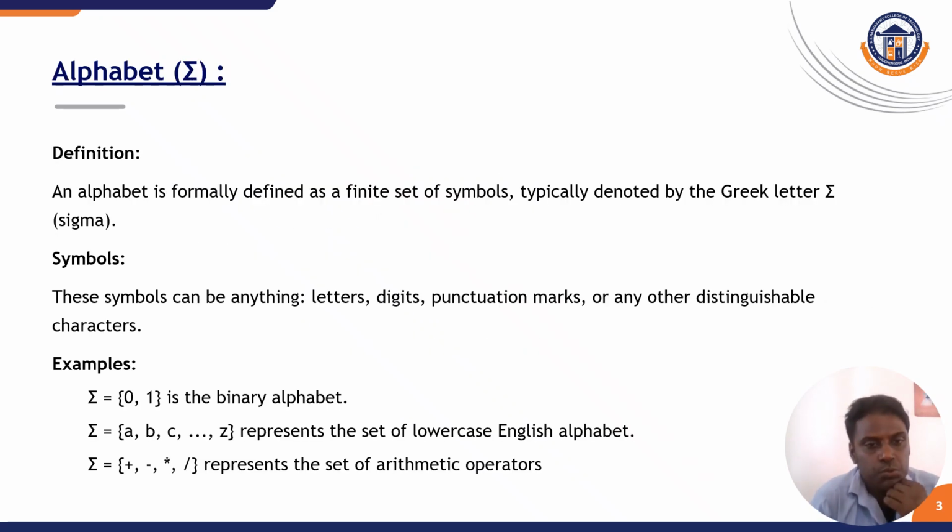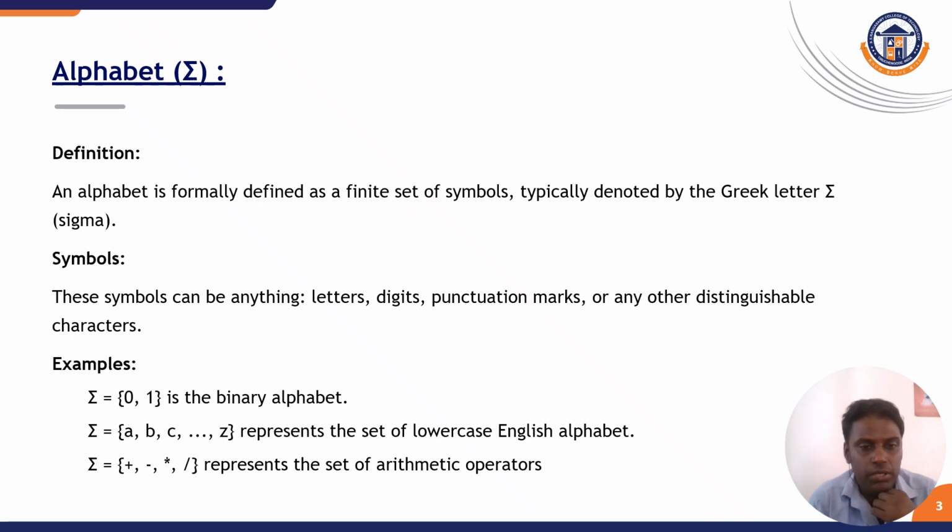First one, alphabets. An alphabet is formally defined as a finite set of symbols, typically denoted by the Greek letter sigma. The symbol we use to represent the alphabet in finite automata theory is sigma. It has a finite set of symbols. That means an alphabet is not infinite; it must have only a finite set of values.